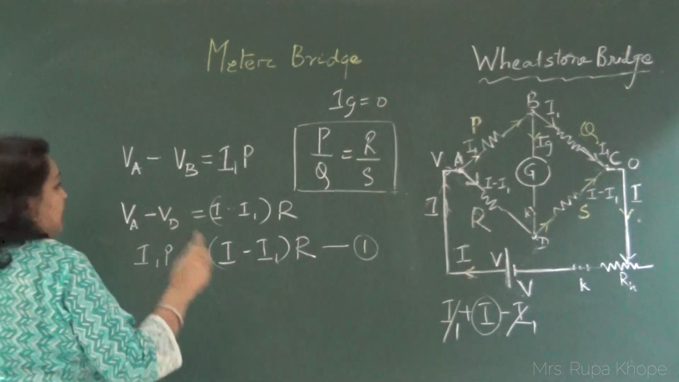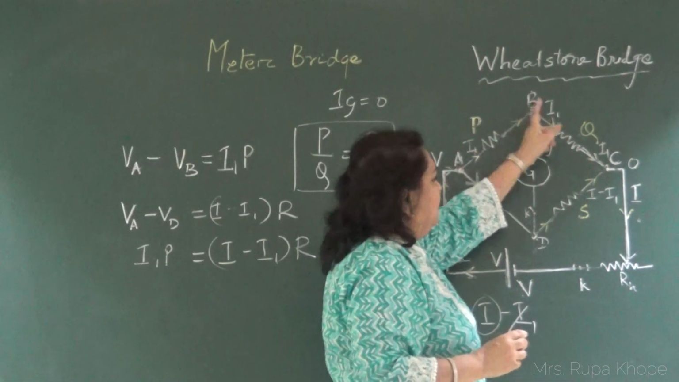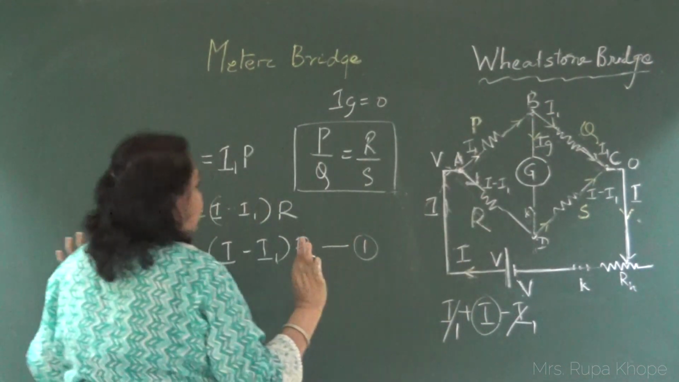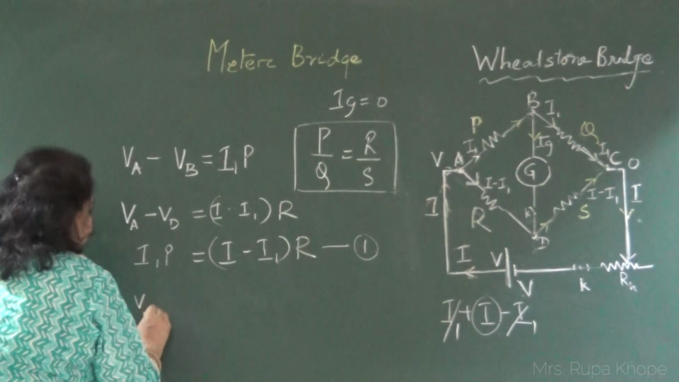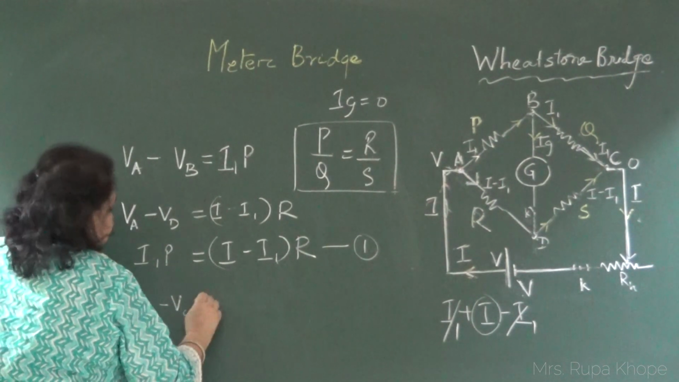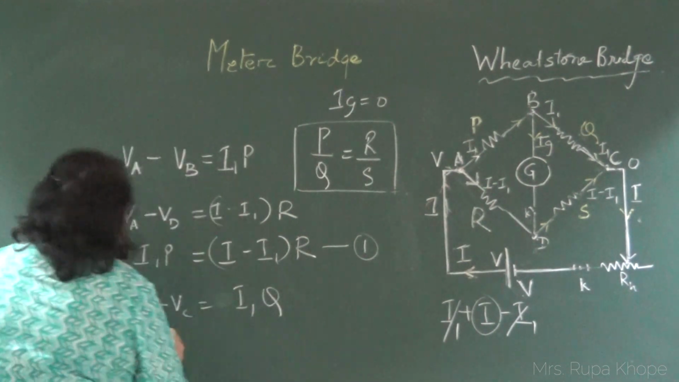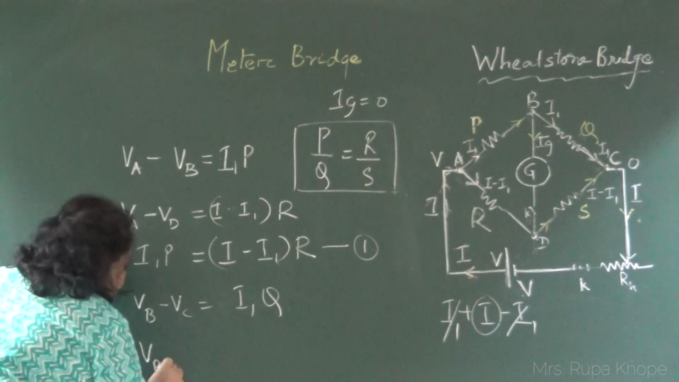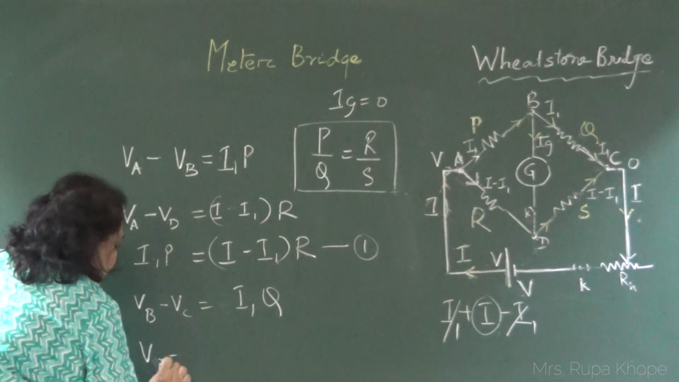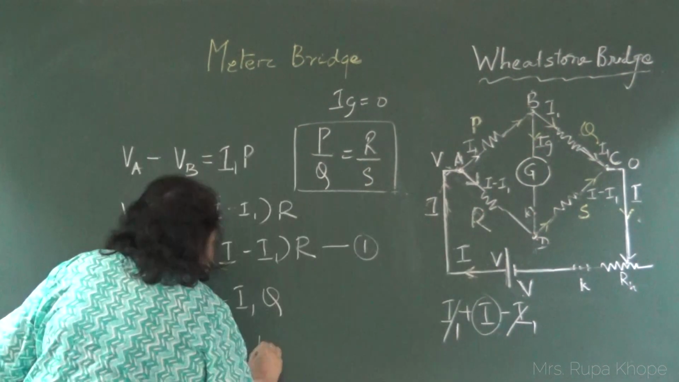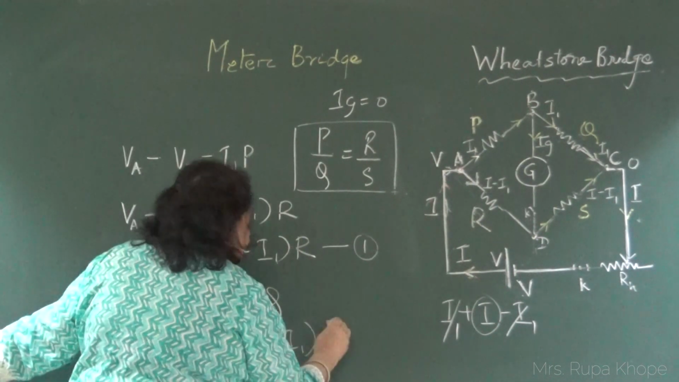Now, let's go here. VB minus VC, you can say VC minus VB, it's all the same, we are only taking the drop. So, VB minus VC we can write as I1 into Q. Similarly, VD minus VC is equal to I minus I1 into S.